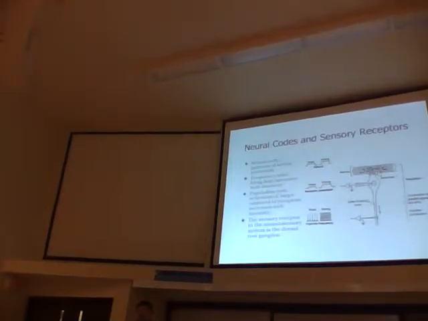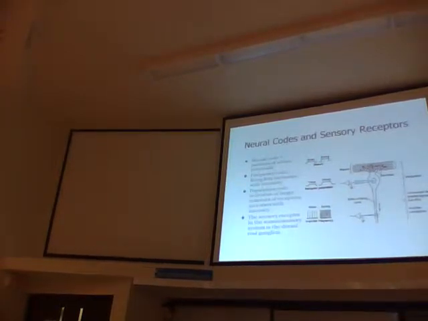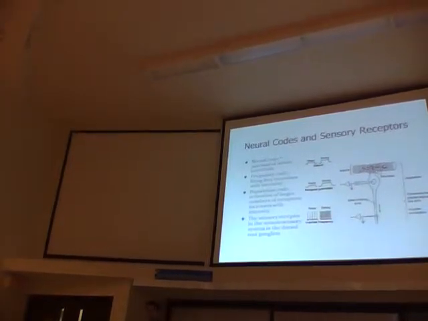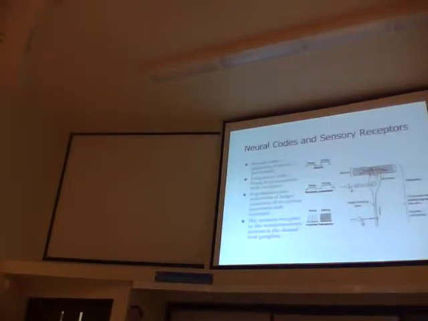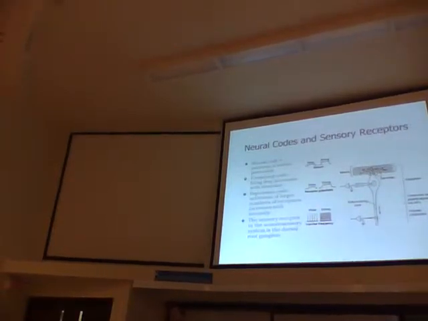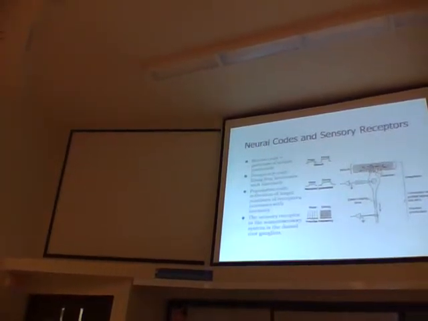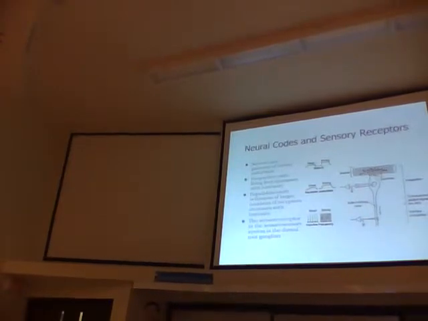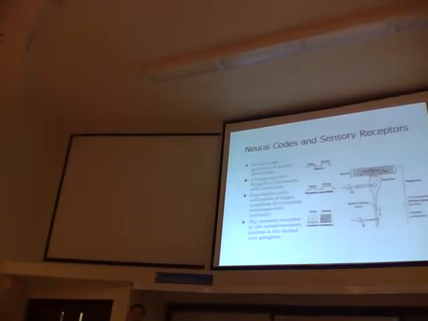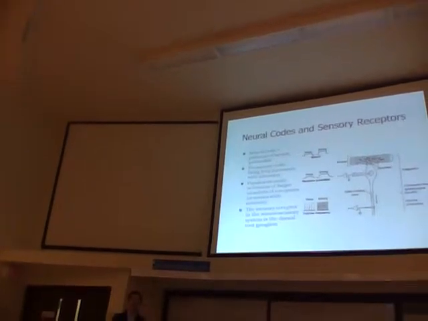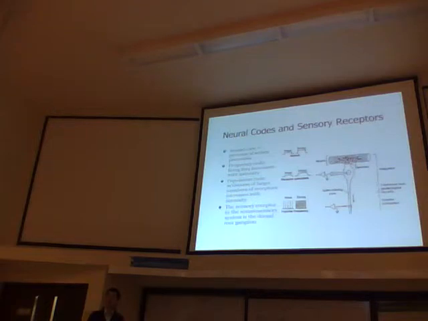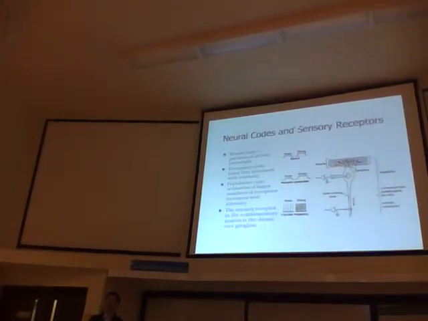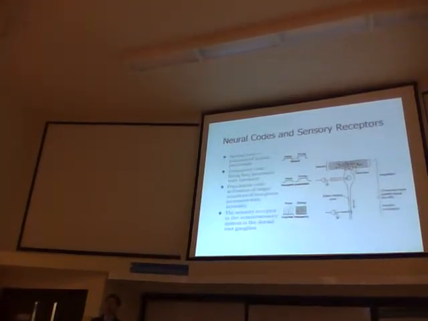There's also a population code whereby a very strong stimulus will activate more receptors with higher intensity. Okay? A weak stimulus will activate fewer receptors. That's called a population code. And the brain uses both in combination in order to distinguish between different types of stimuli and their relative amplitudes.